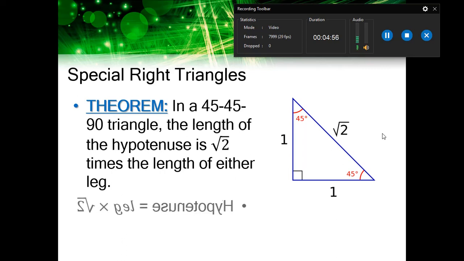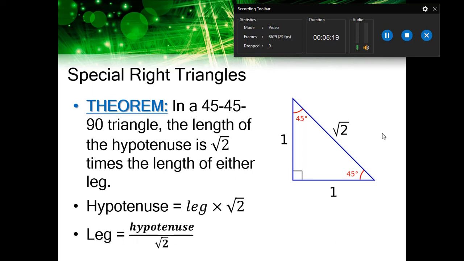So if you have to find the hypotenuse, it's going to be leg times radical 2. But you also have to keep in mind that sometimes they will give you the hypotenuse and you have to work backward to find a leg. So it would be the inverse function. We would do the hypotenuse divided by radical 2. So this is the opposite function if you have to find a missing leg.